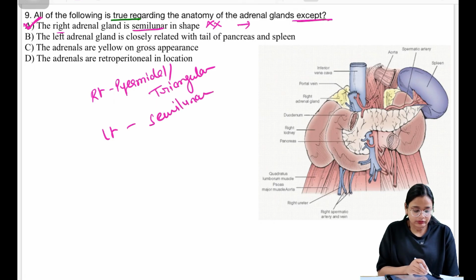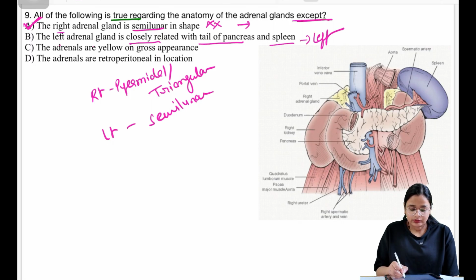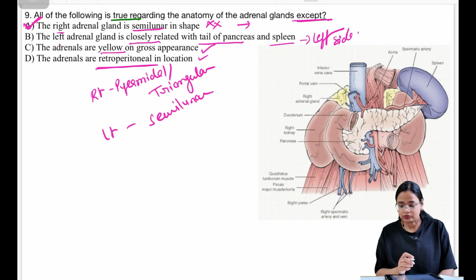But why not the others? The left adrenal gland is closely related to the tail of pancreas and spleen. Correct, because on the left side we have spleen and pancreas. Adrenal gland is yellow in cross-section. This is also a correct statement. Both are retroperitoneal. That is also correct.